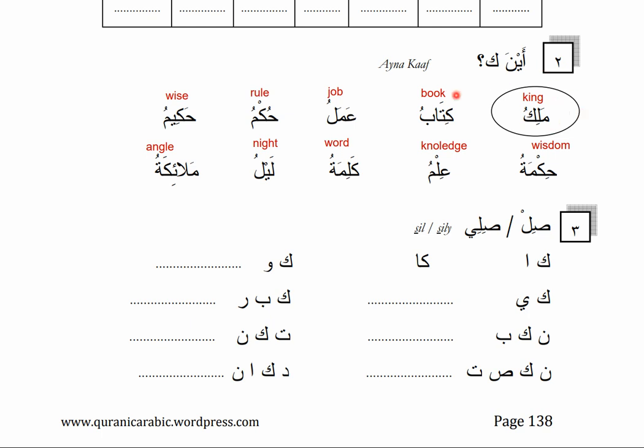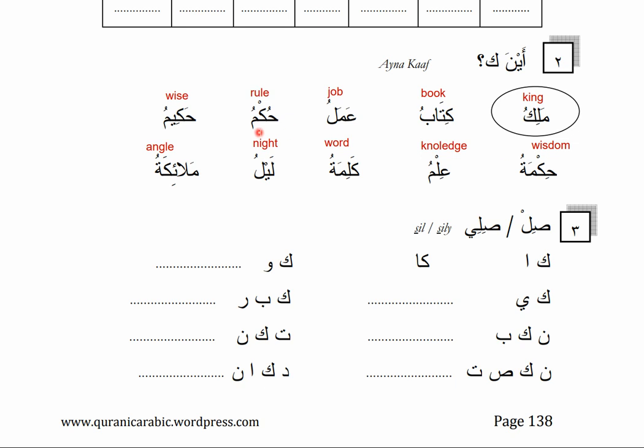As you can see, I have given the meanings here. Malik means king, and kitab means book. Is there a kaf here? Yes, there is a kaf here in its initial letter. Amal means job. There is no kaf. Hukm, there is a kaf in the middle. Hakim, there is a kaf in the middle, coming with a long vowel. Hikmah, there is a kaf in the middle.